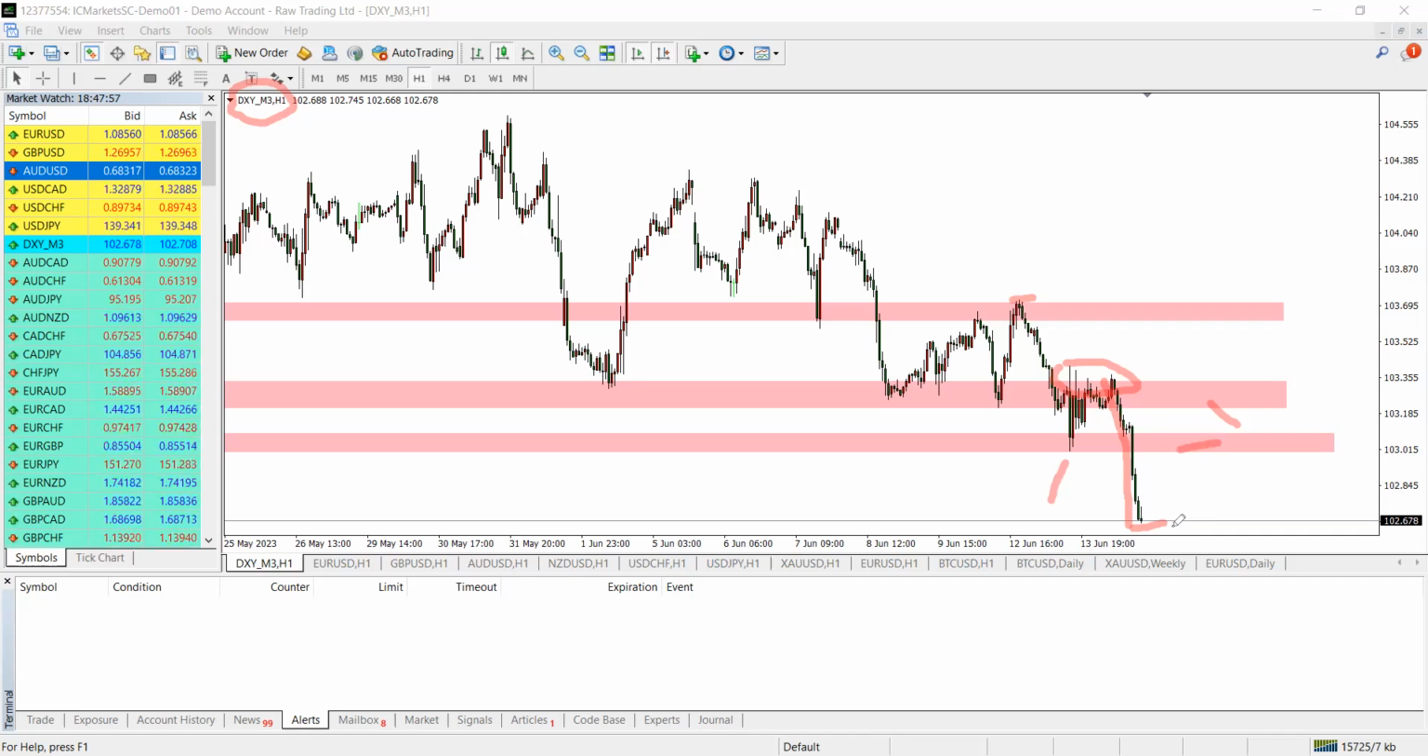That doesn't mean I'm going to dive in and be looking for buy positions here. No, I'd rather wait for price to get to this point for me to enter on a sell and then take it back down. This is just my own thought process on the dollar, right?